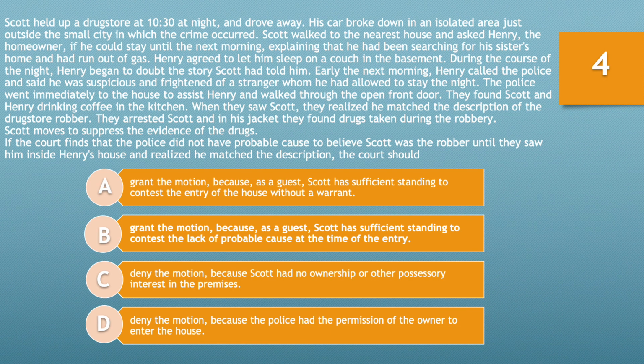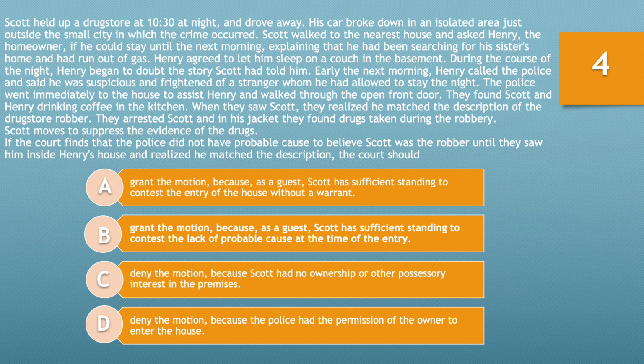Let's move on to question number 4. Scott held up a drugstore at 10:30 at night and drove away. His car broke down in an isolated area just outside the small city in which the crime occurred. Scott walked to the nearest house and asked Henry, the homeowner, if he could stay until the next morning, explaining that he had been searching for his sister's home and had run out of gas. Henry agreed to let him sleep on a couch in the basement. During the course of the night, Henry began to doubt the story Scott had told him. Early the next morning, Henry called the police and said he was suspicious and frightened of a stranger whom he had allowed to stay the night.